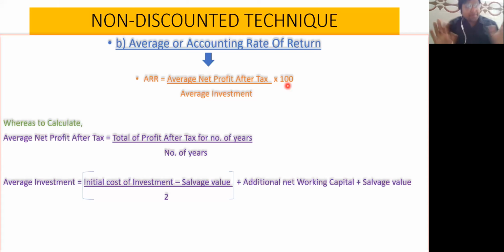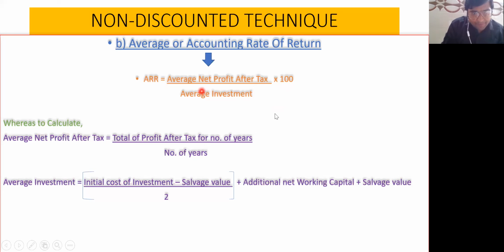To find out what? We have to find out the answer in percentage. That is why the ARR formula is what, beta? ARR is equal to average net profit after tax. Because the name suggests what? Accounting rate of return or average rate of return. So everything we want in average. So average net profit after tax divided by average investment into 100. This is the normal formula.